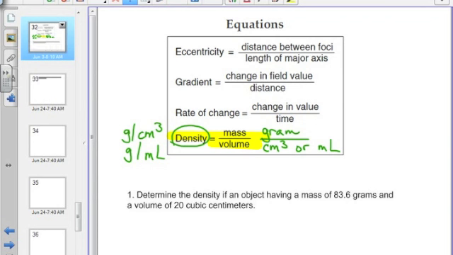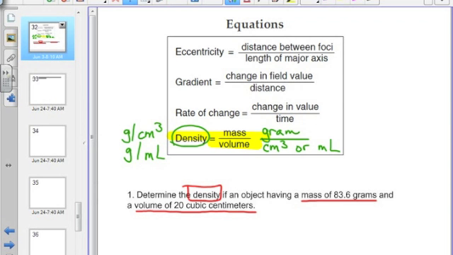Here's a question. Determine the density of an object having a mass of 83.6 grams and a volume of 20 cubic centimeters. This is very straightforward. We are looking to figure out the density. They give us the mass and they give us the volume. So we're just going to plug in our numbers in the appropriate place.